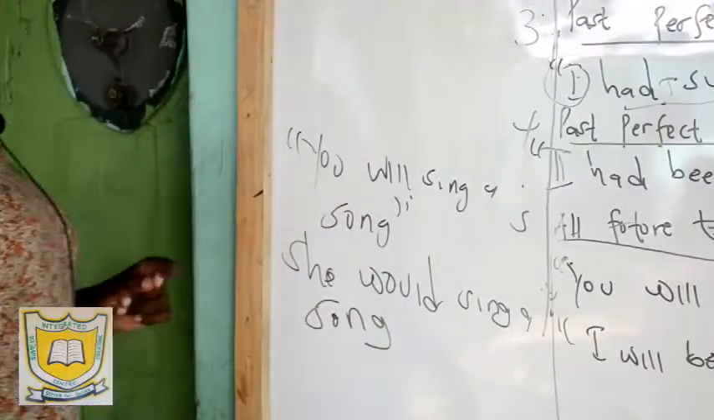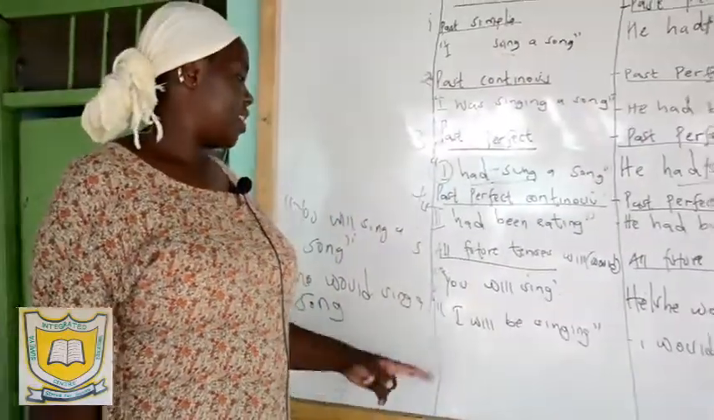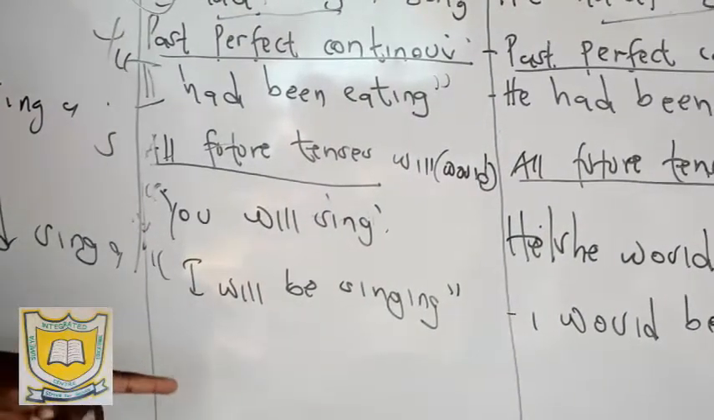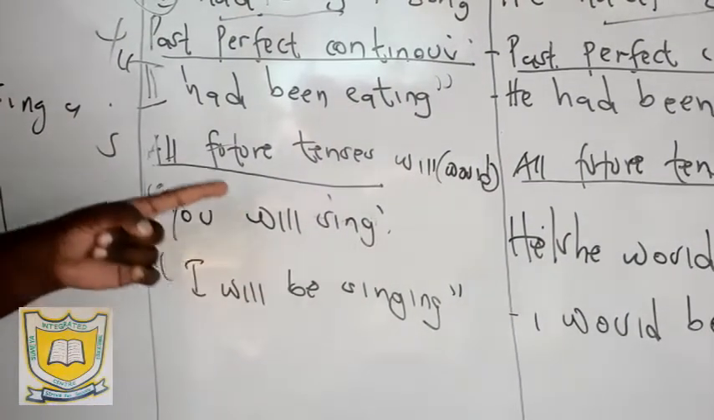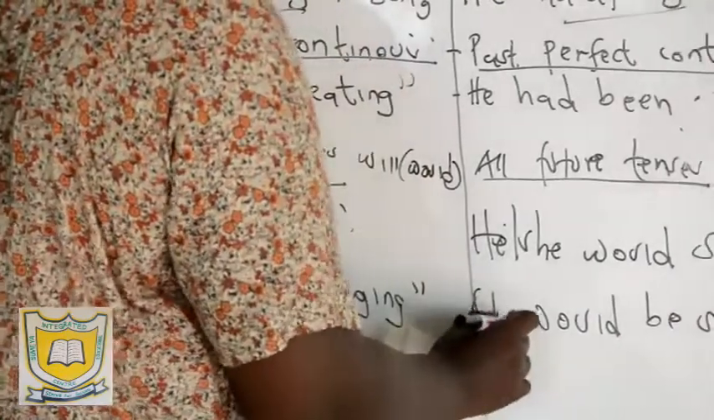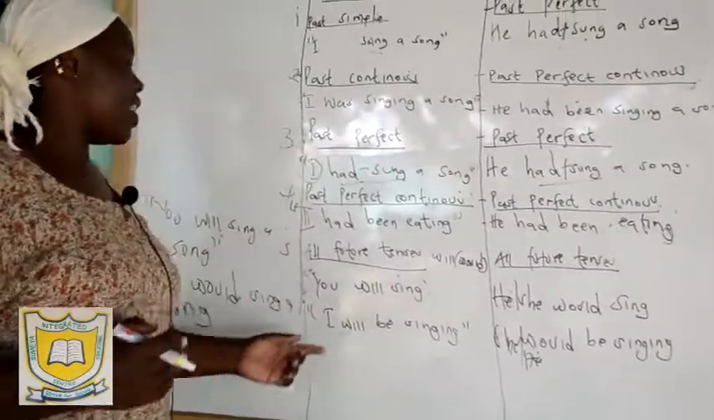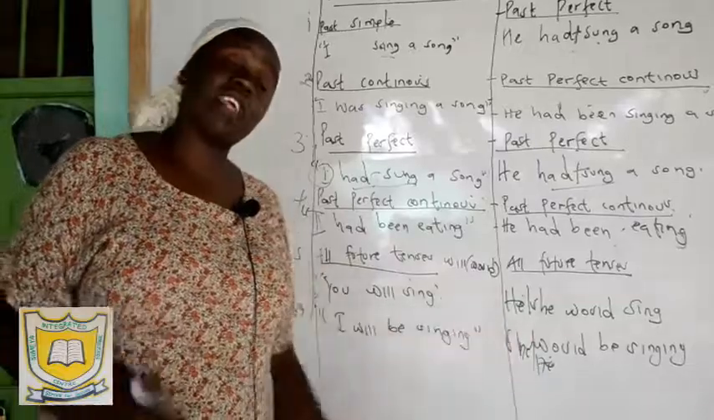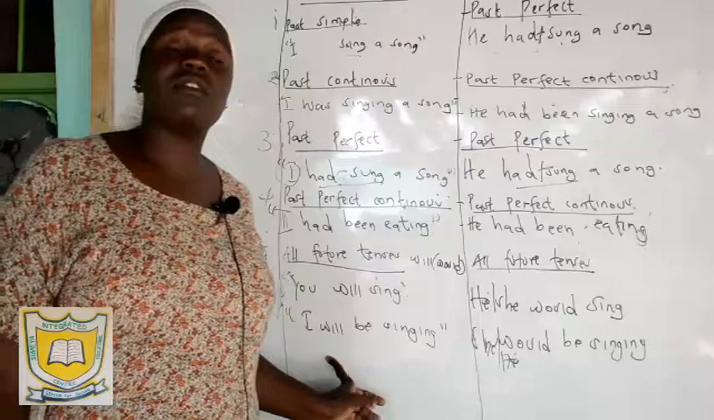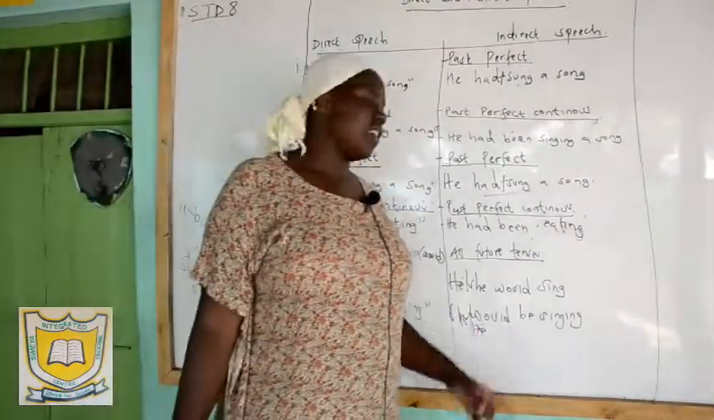What if they are using be in their sentence? I will be singing. Now, I changes to what when it comes to the indirect speech? I changes to he or she: he would be singing. If they are using be in the sentence, you make sure the indirect speech also has be. You simply change will, which has been used as the future tense in the direct speech, to would in the indirect speech.